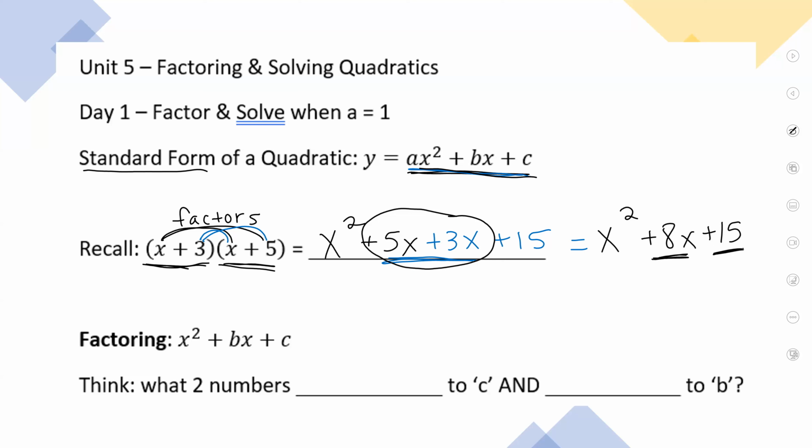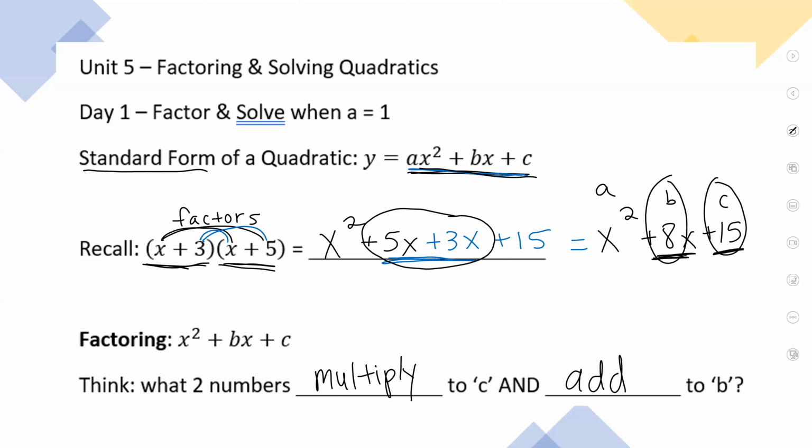So we want things to multiply to the C value, because remember guys, this is A, B, and C. So 5 times 3 gave us 15, but if we add 5 and 3, we would get this B value, 8. Okay? All right, so we're going to use the same type of thinking. We're going to be thinking of two numbers that will add to B, but multiply to C. And that's 5 and 3.